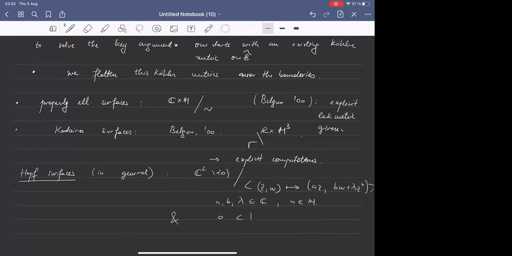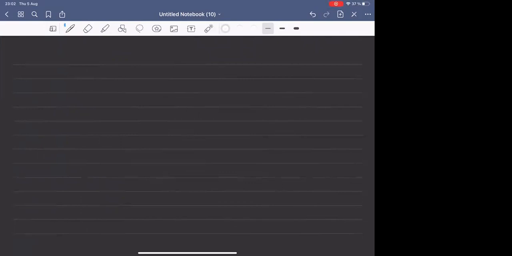a and b have modulus at least one, at most one, and lambda times (a minus b^n) equals zero. So we say that the Hopf surface is diagonal when lambda is zero. Lambda is zero, the Hopf surface is diagonal. And in this case, it always admits at least two elliptic curves, namely the images of the two axes, z equals zero and w equals zero.